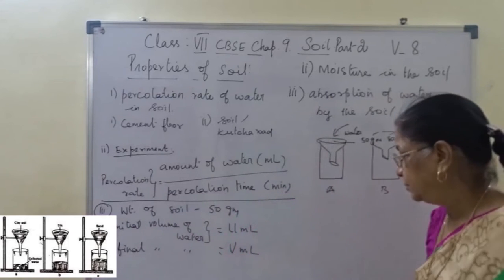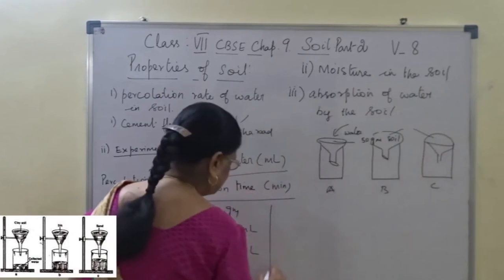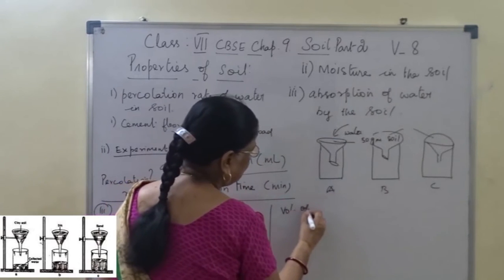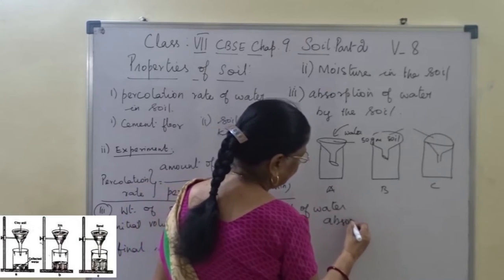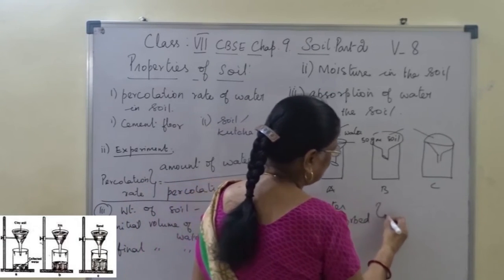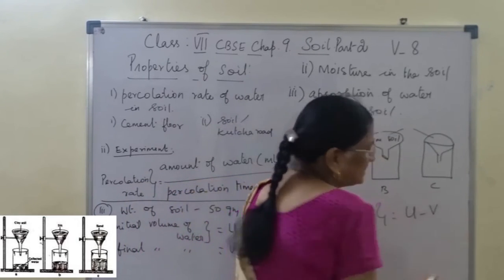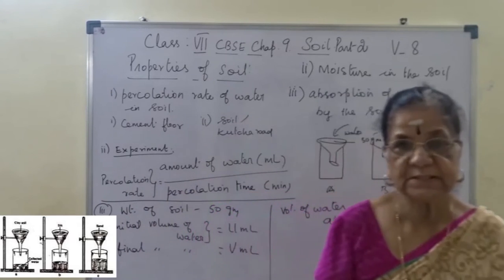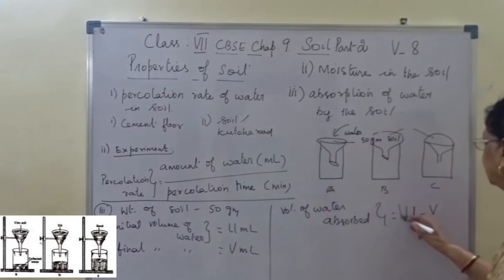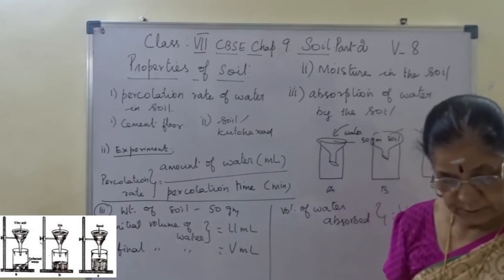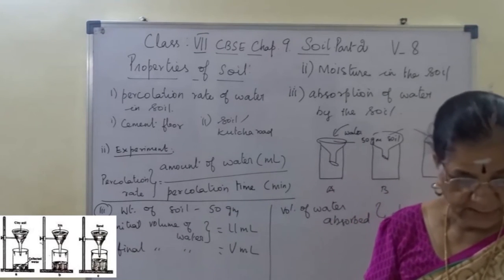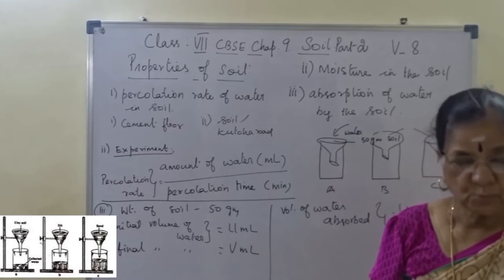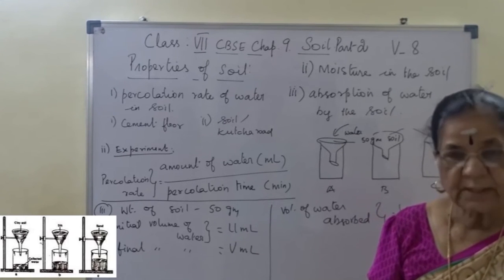Volume of water absorbed by the soil. Volume of water absorbed is equal to U minus V. I hope you understand. So that is U minus V ml. Okay. So the weight of water absorbed by the soil is equal to U minus V gram. Appo 1 ml of water is equal to 1 gram of water.